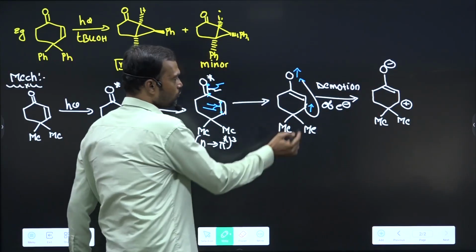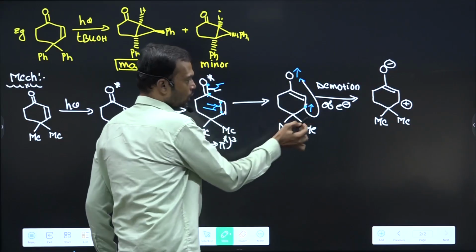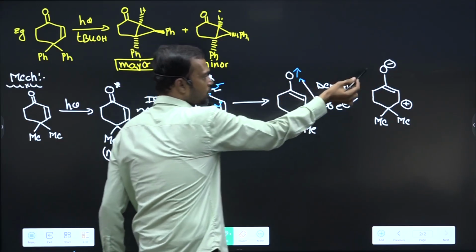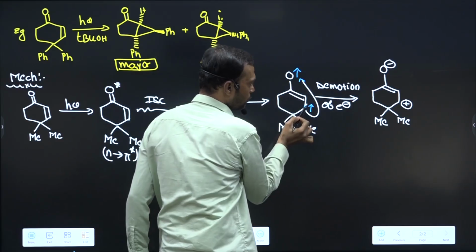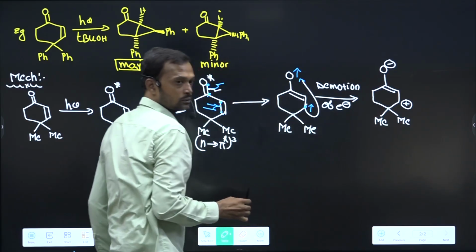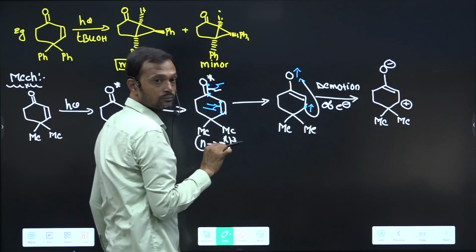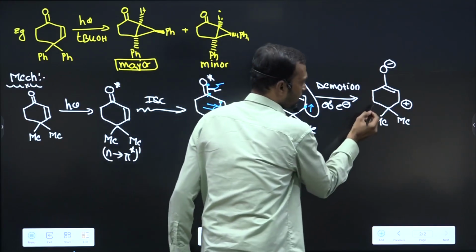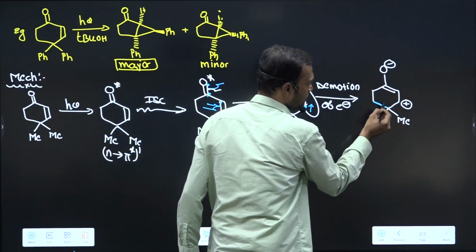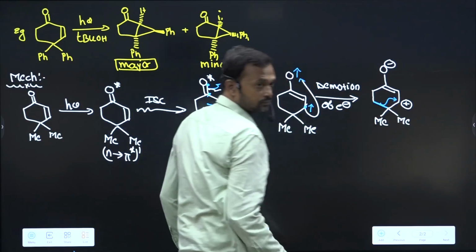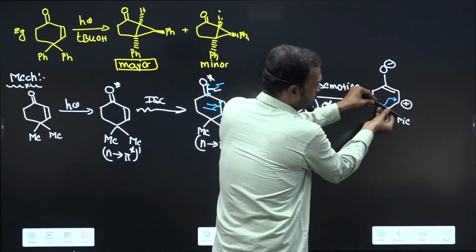Now the electron is demoting from this position to here. These 2 electrons combine together and form negative. Due to loss of 1 electron from this carbon, you will get negative charge over here and positive charge here. Then see, here one sigma bond is present. This sigma bond you need to break and attach here. Simply break this bond and attach here.